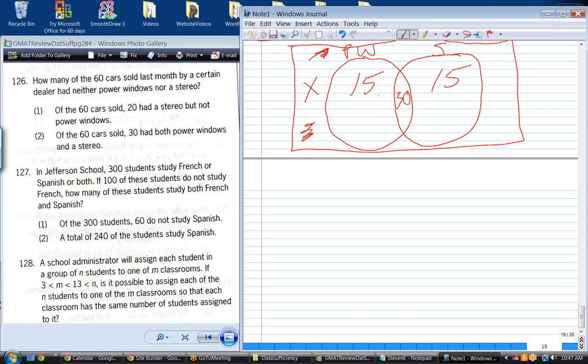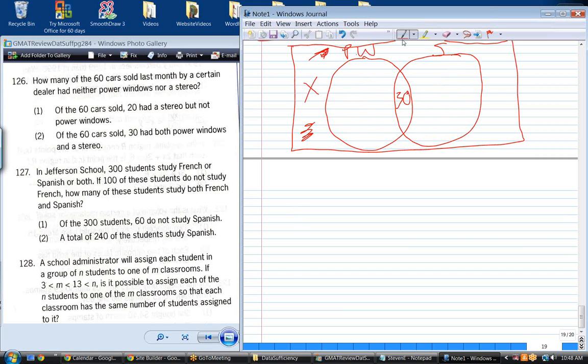So the model I just drew gives me an answer of 0, but I could put in any numbers I want there. And now it's 10. So 2 alone isn't enough information because I could put any numbers I want in this part of the circle.